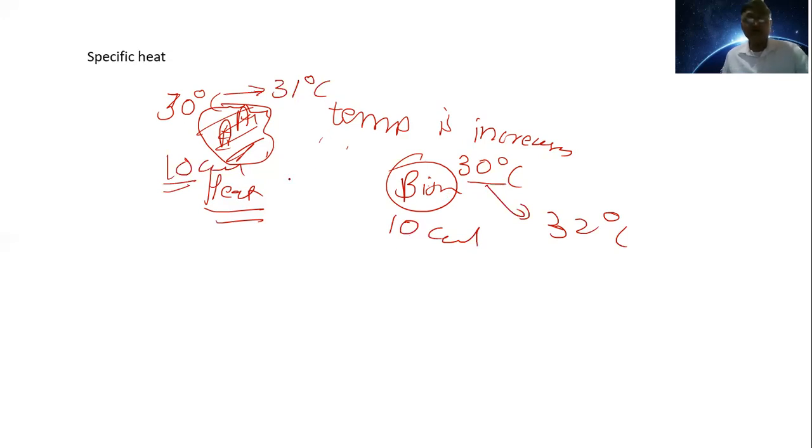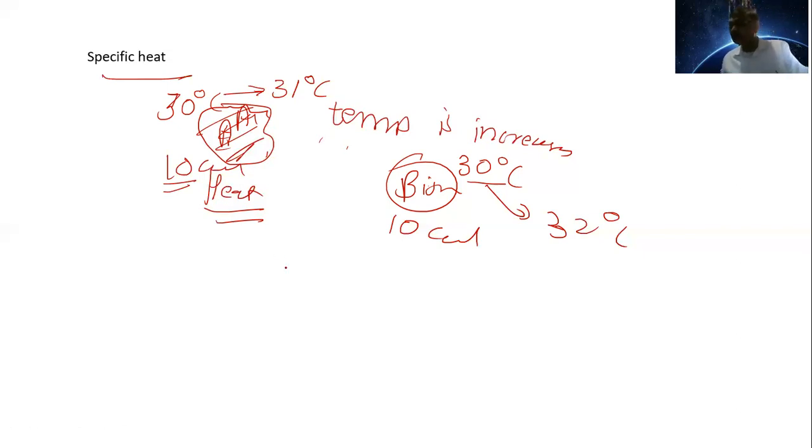Even though the amount of heat given to both the substances is same, the rise in temperature is not same in this case. Now see here, to raise the temperature of the substance through 1 degree centigrade, the amount of heat required is called as the specific heat for that substance.